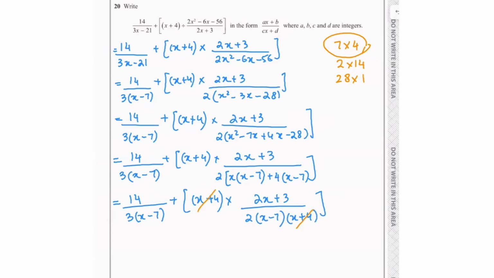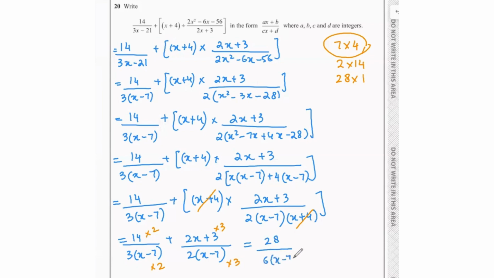And that leaves us with 14 over 3 times x minus 7 plus 2x plus 3 over 2 times x minus 7. So to further simplify these fractions, we can see that we're adding fractions with unlike denominators. So what we will do is we will multiply the first fraction by 2 to make the denominators equal and the second fraction by 3. So that will give us 28 over 6 times x minus 7 plus 6x plus 9 over 6 times x minus 7.